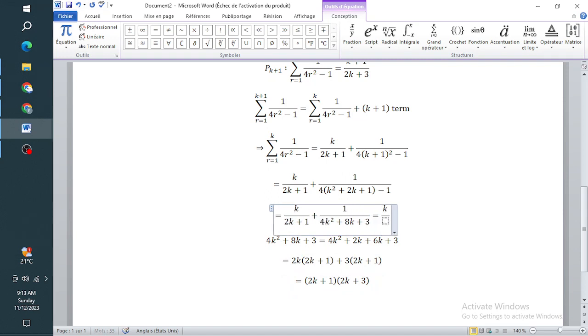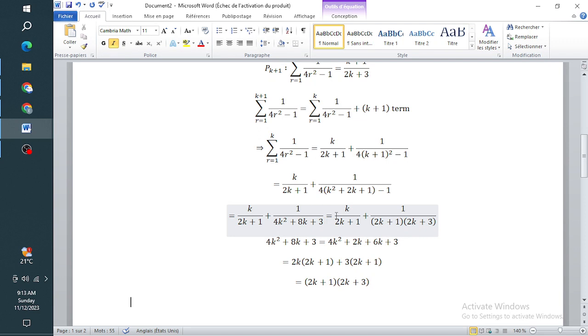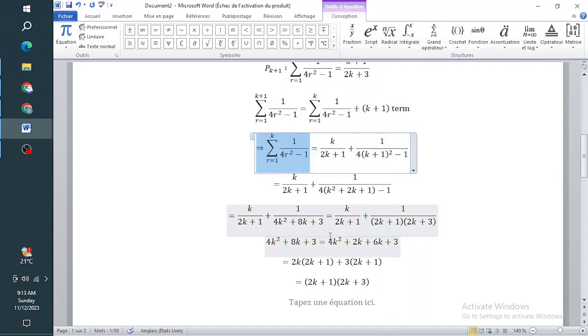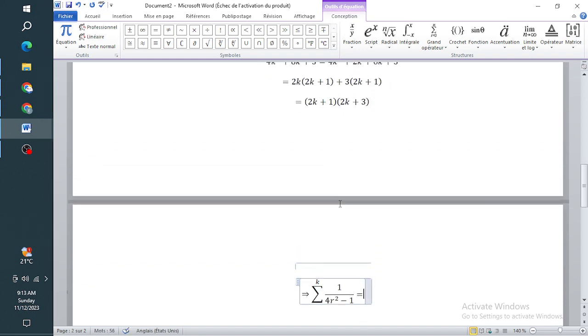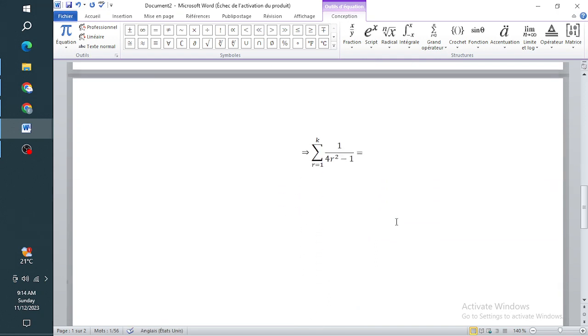So we have k divided by 2k plus 1, plus 1 divided by our denominator, which has already been factorized into this. Now you realize that the LCM of these two things is just 2k plus 1 times 2k plus 3. It therefore means that this sum here, which is what we are simplifying, is basically equal to all of this. Let's take it down to the next page.